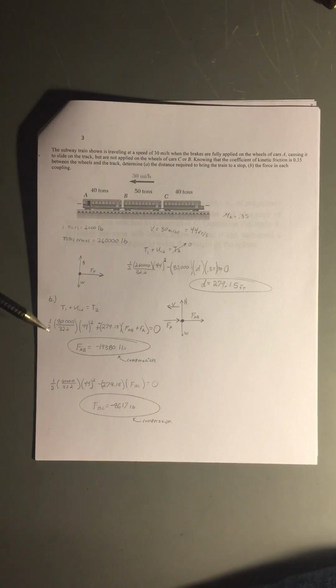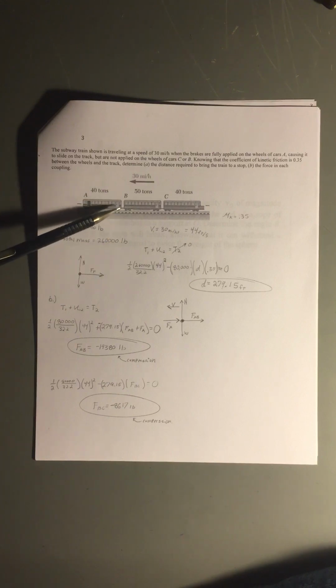And so in this instance, though, we're not calculating the total mass of the subway train. We only want to consider this cart on its own, cart A. And so that one is the 40 tons or 80,000 pounds. And then for work, what we have is our distance, which we calculated in part A, and that's multiplied by our forces. And on cart A, there's two forces now.